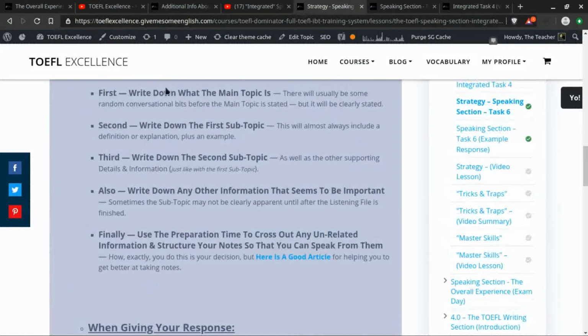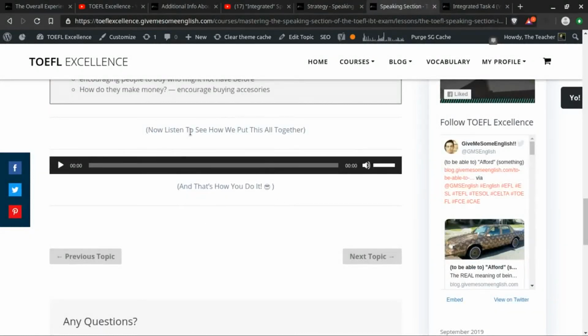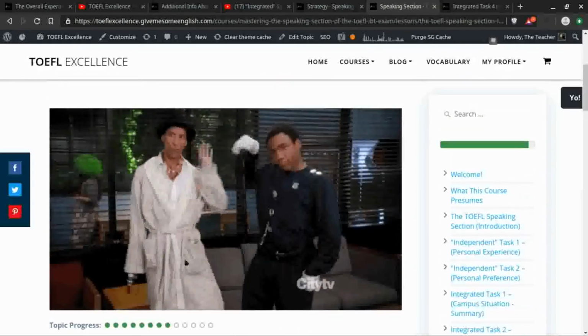And so just follow the strategy as we have outlined here. Make sure you practice really well. Listen to the example that I have right here, which gives you a good idea of how to structure your response. And that's pretty much it for the strategy. Do that and you'll nail it.